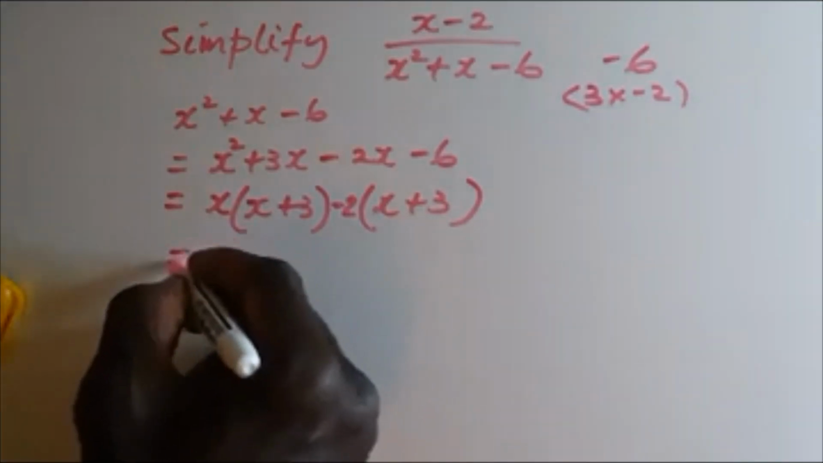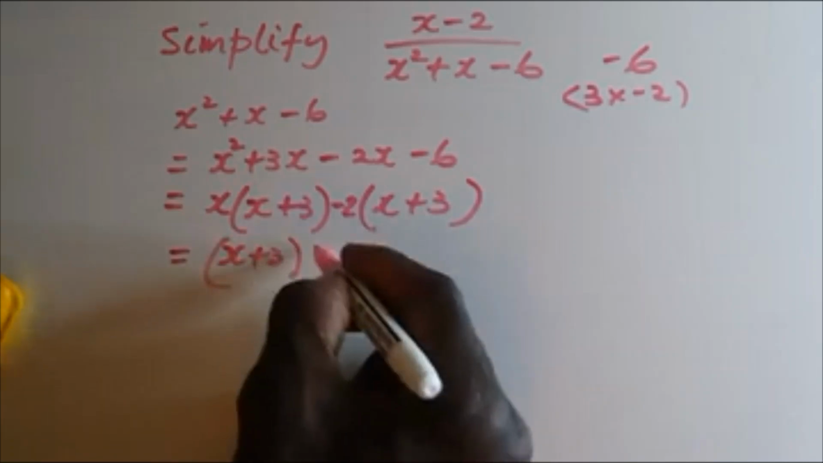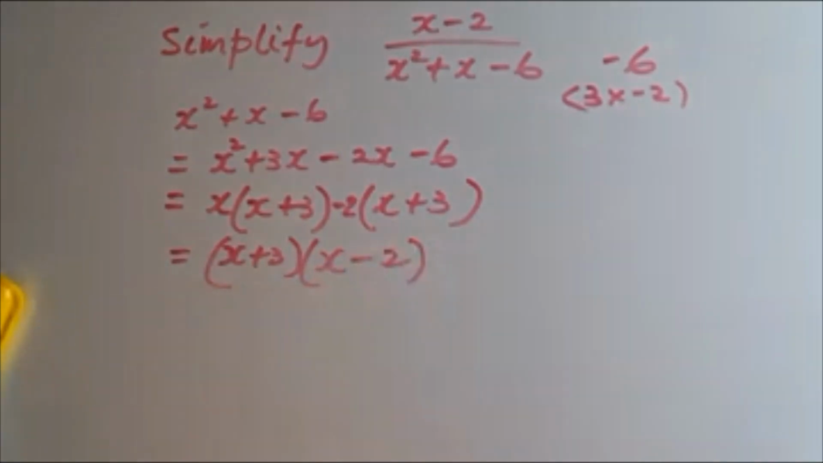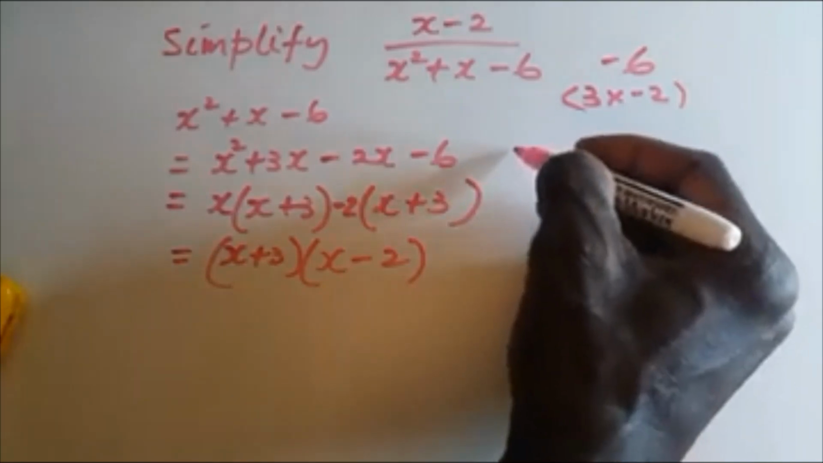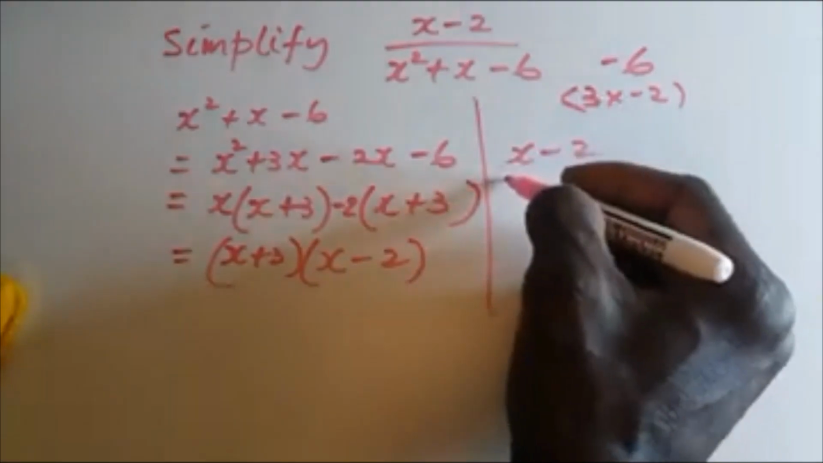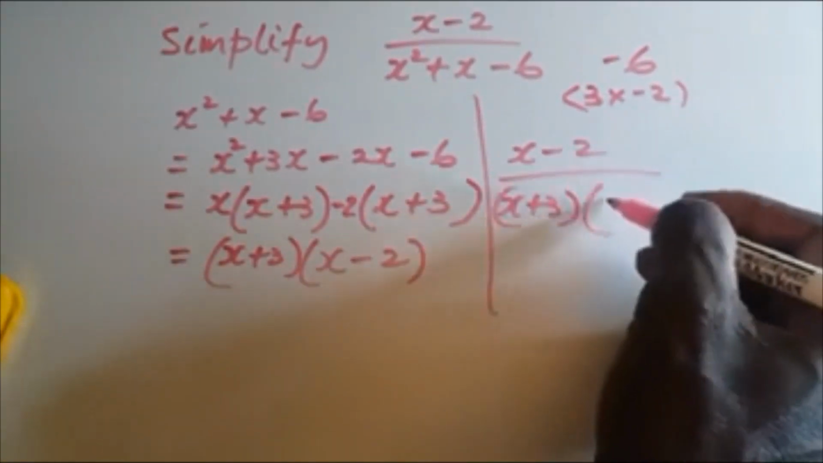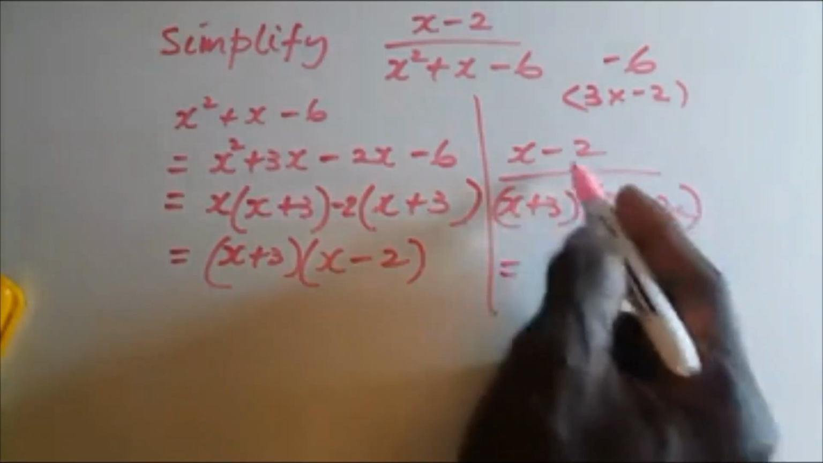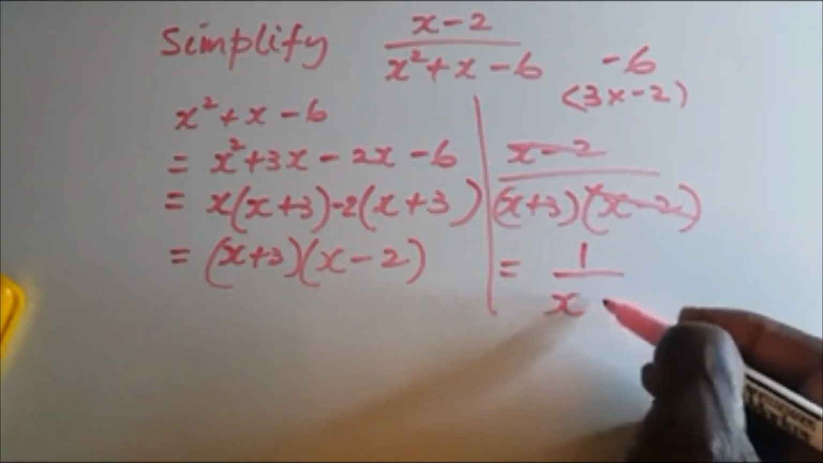And further, we factorize again because x add 3 is common to x and also negative 2. So now we can rewrite our fraction as x minus 2 over x add 3 times x minus 2. And that allows us to cancel the numerator to just leave us with 1 over x add 3.